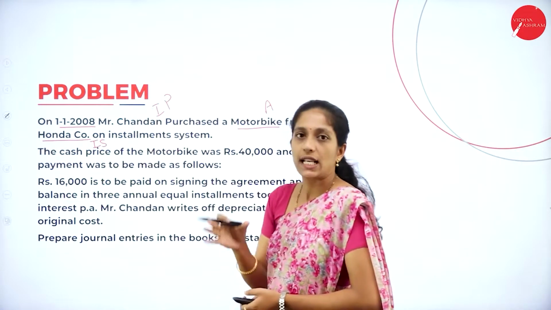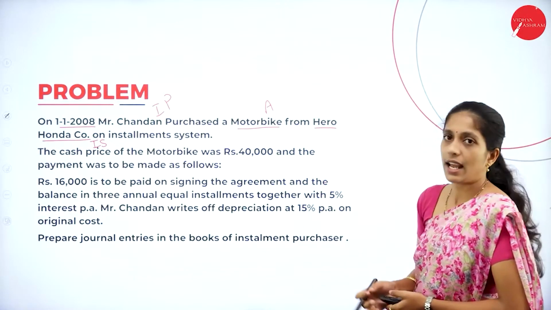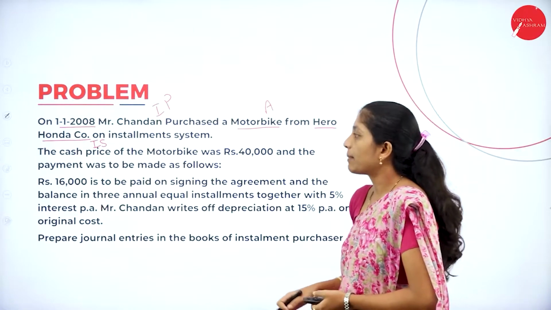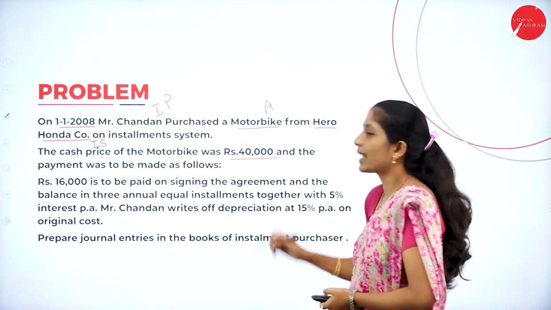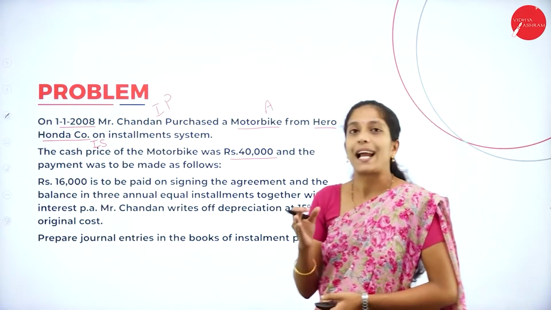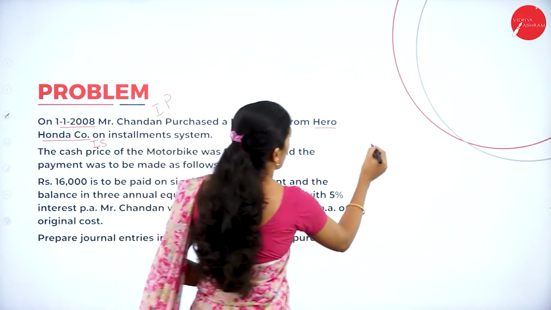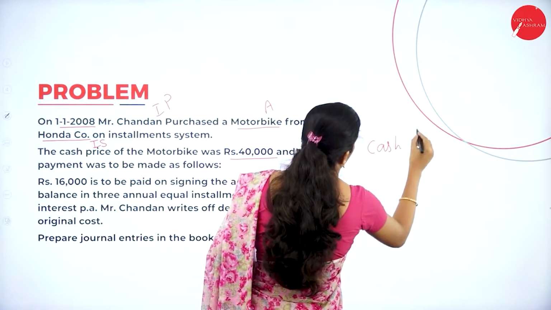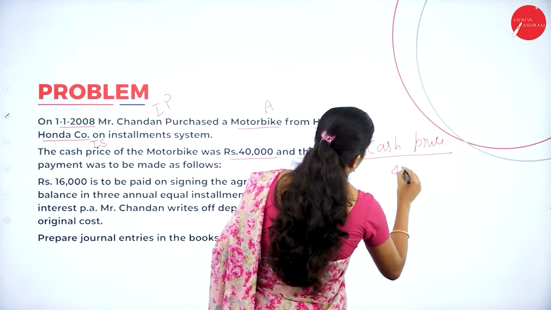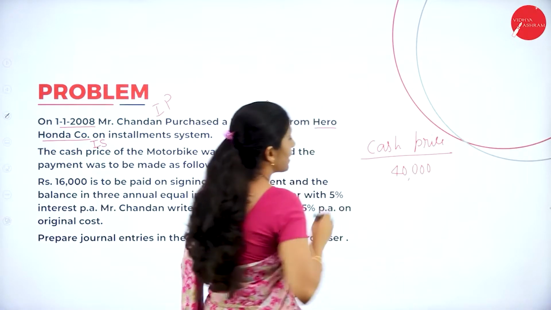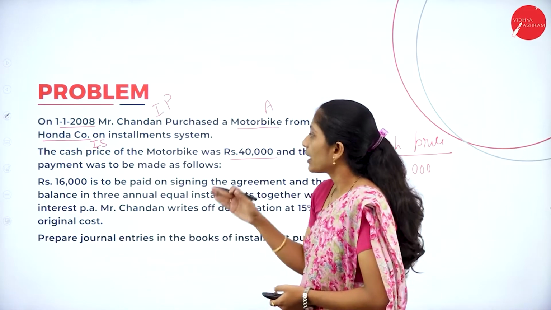Now we know who is the installment purchaser and who is the installment seller, and what is the asset they have purchased. On the installment system, the cash price of the motorbike is rupees 40,000. Now what is the total cash price or the value of that motorbike? That is 40,000. So cash price is how much? Cash price is 40,000.